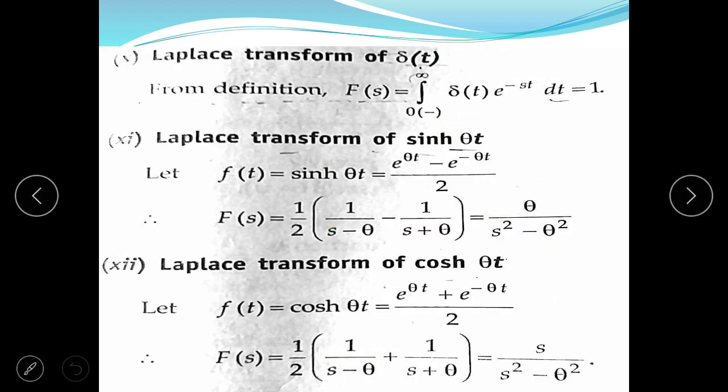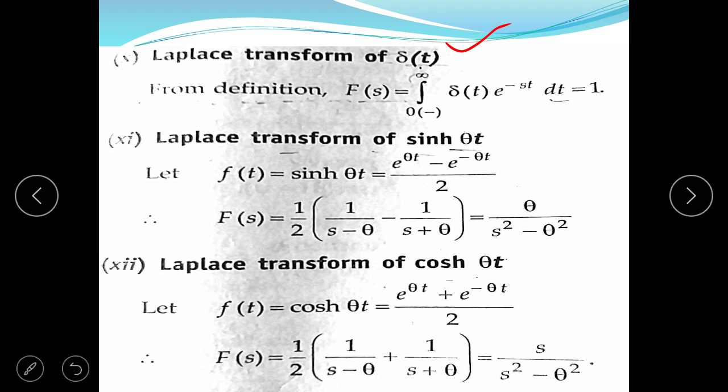Next is the Laplace of the function delta t. The Laplace of delta t is equal to 1. That means F(s) is equal to the integral from 0 to infinity of delta t times e to the power minus st dt, that is equal to 1.